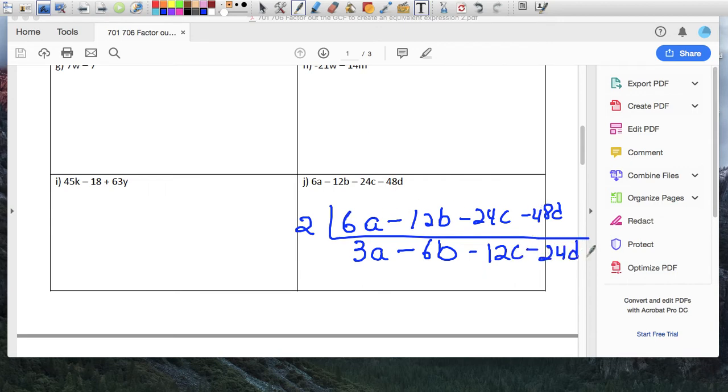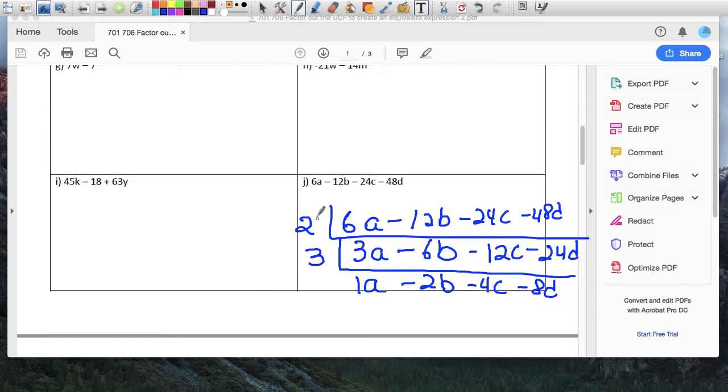And I should have gone higher, so we can continue. Likewise, you can use a 3. You have to continue. 3 divided by 3 is 1A, or just A. 6 divided by 3 is 2, or 2B. 12 divided by 3 is 4, or 4C. And 24 divided by 3 is 8, or 8D.